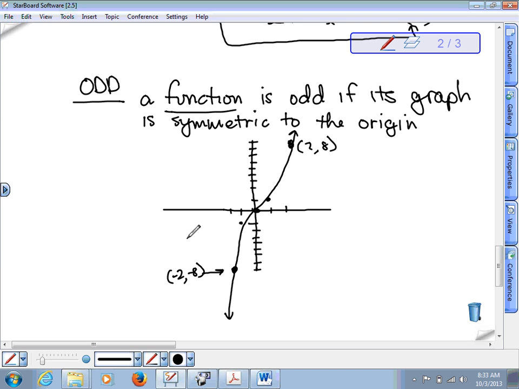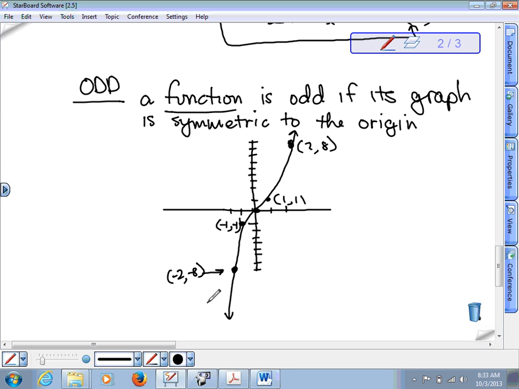Every point has a point that's the exact opposite across from the origin. What's the location of this point here? (1, 1). What's the exact opposite of this point? And it's right here. We have (-1, -1). That's what it means to be symmetric to the origin.